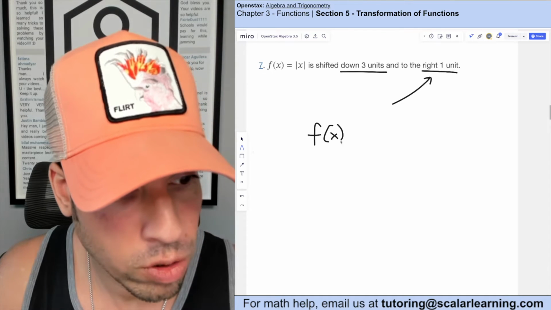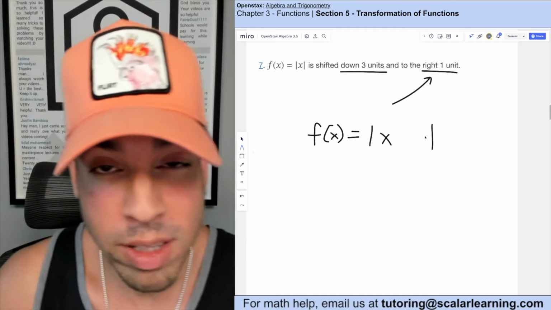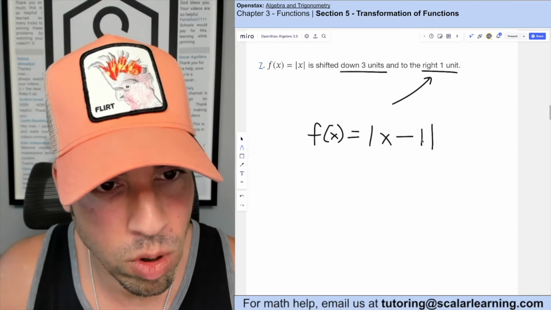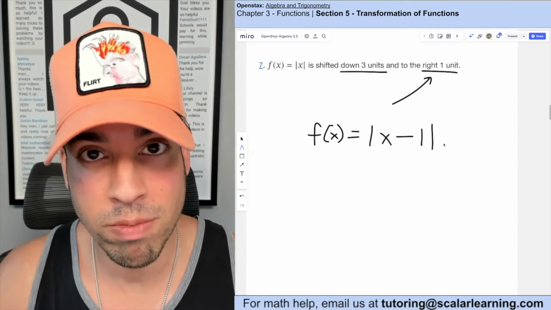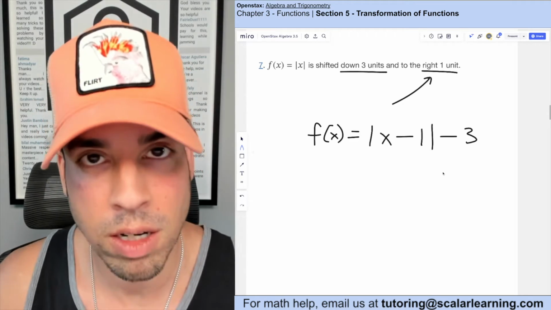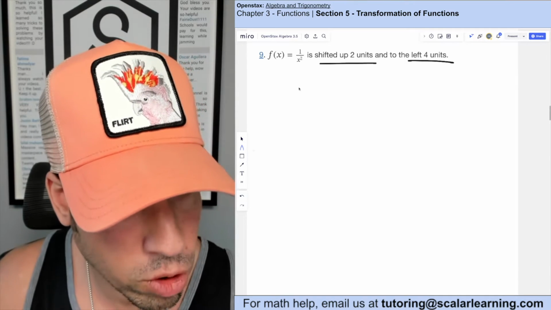So our function will now be x. And again, when we're going right, it's sort of the opposite of what you'd anticipate. You'd think plus would go to the right. In fact, it's minus 1, so that's right to the 1. And then down 3 units. Now, this is the more intuitive part. We're just literally subtracting 3. That moves us down 3. Boom, done.